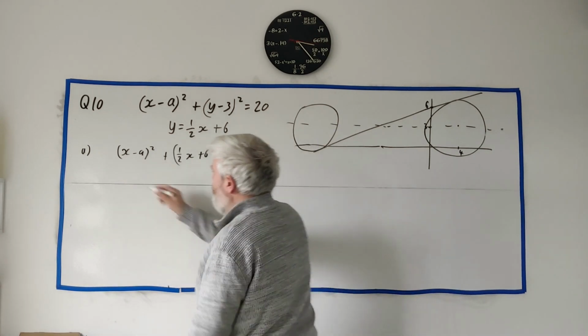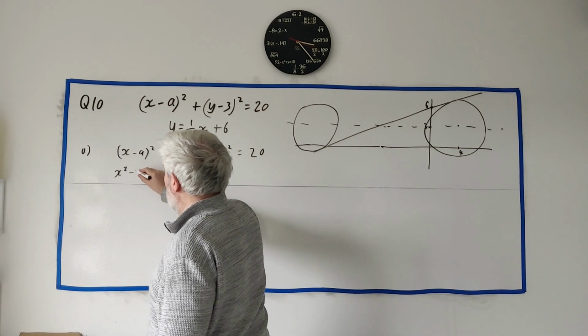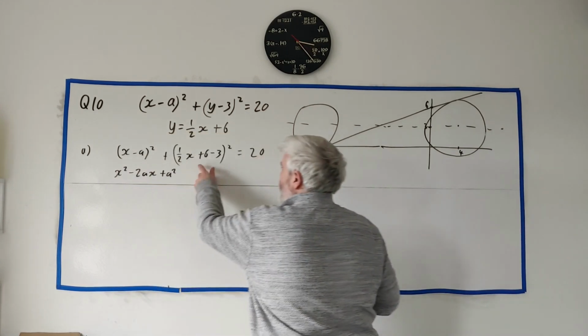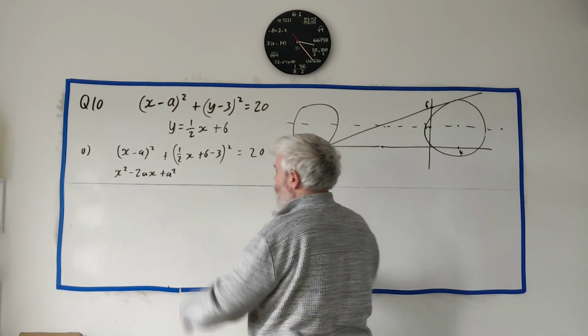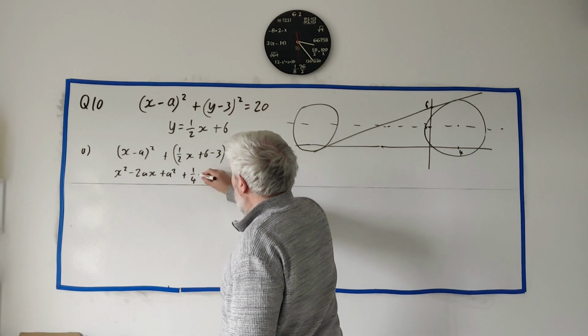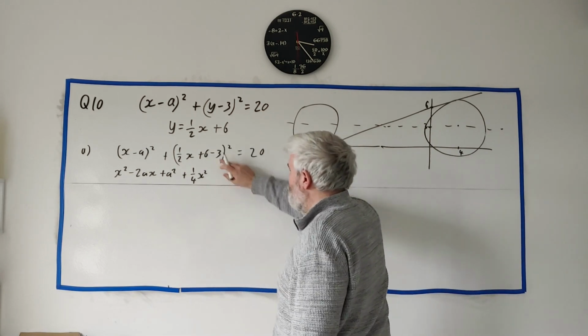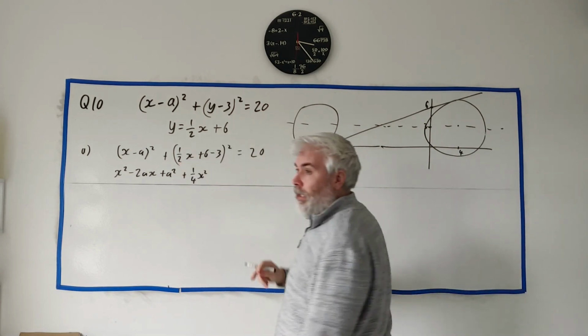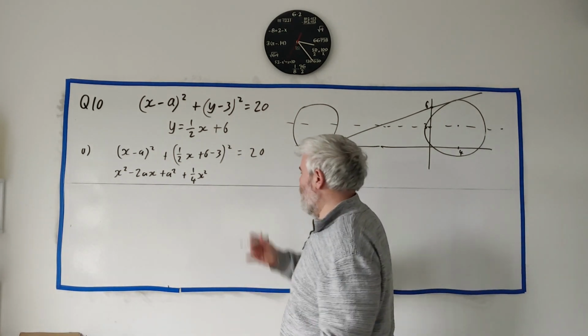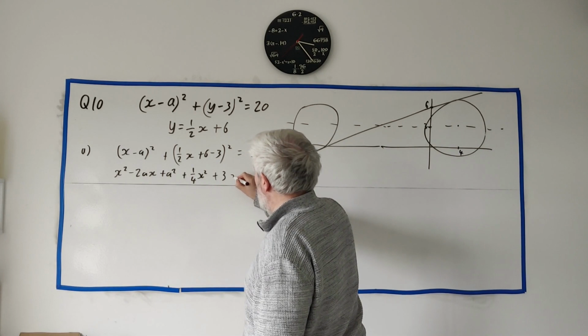Let's multiply this out. We get x squared minus 2ax plus a squared. Then, half squared is a quarter x squared. And 3 times a half, 3 over 2 times 2, which is 6 over 2, is just 3.